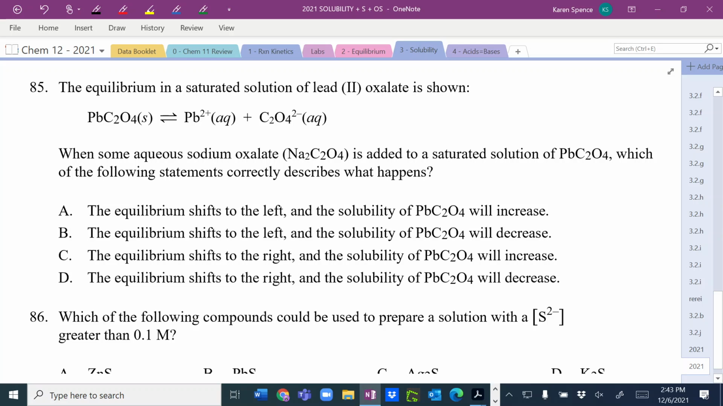Okay, let's take a look at this one. We have sodium oxalate added. So that increases our concentration of oxalate. The system shifts to the left. So we're either looking at A or B. And what happens to the solubility of the lead oxalate? It decreases.